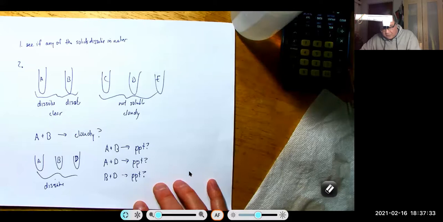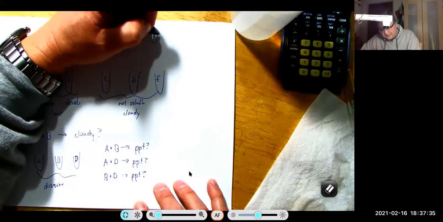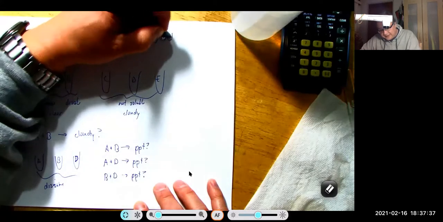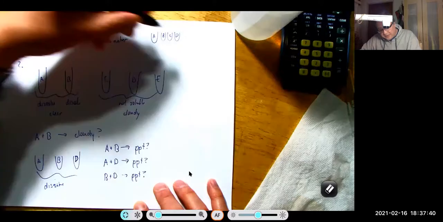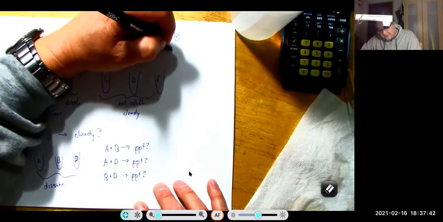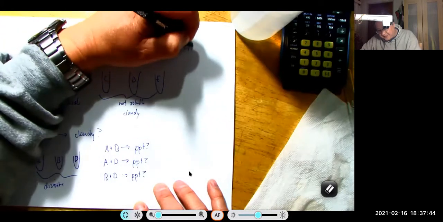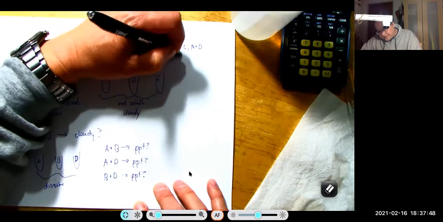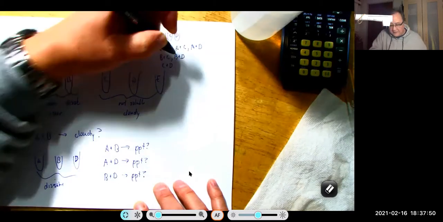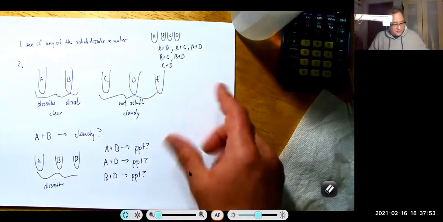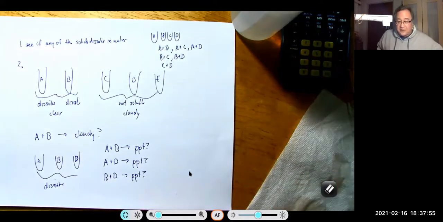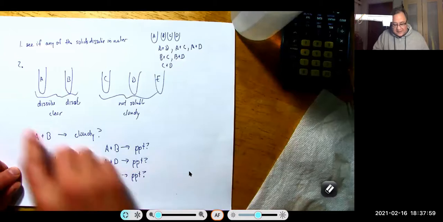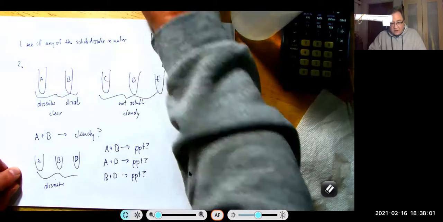Now, what happens if you get 4 of them? A, B, C, D. Then you do A plus B, A plus C, A plus D, B plus C, B plus D, and C plus D. And if all 5 dissolve, well, you know that's not going to happen because I already showed you one that didn't dissolve. So you want to mix things together. Now, here I have these 2 that did not dissolve.